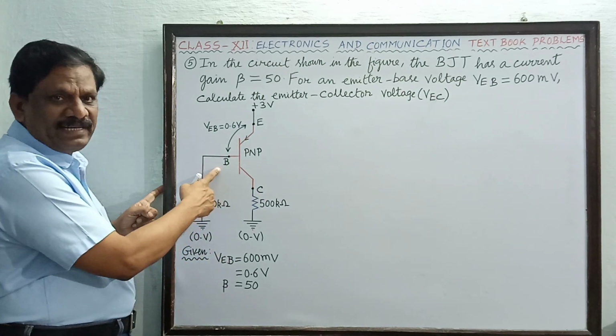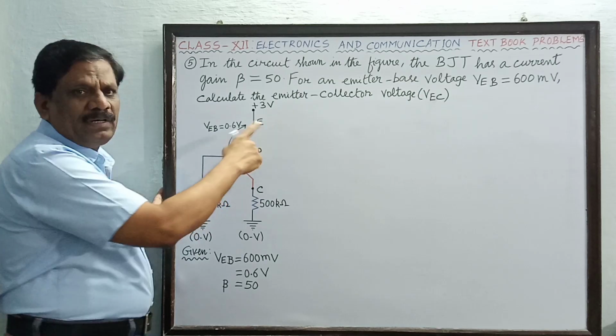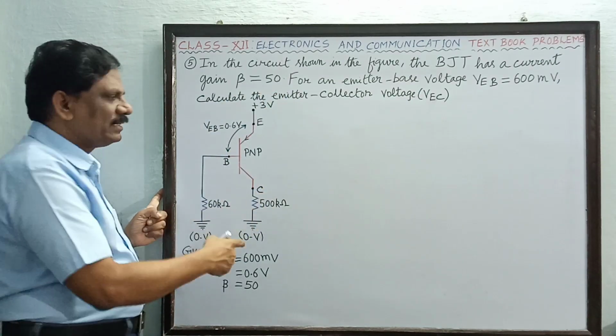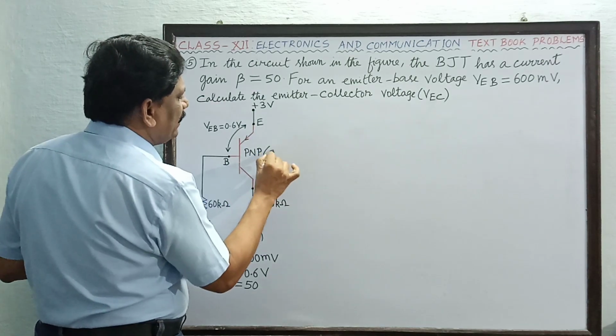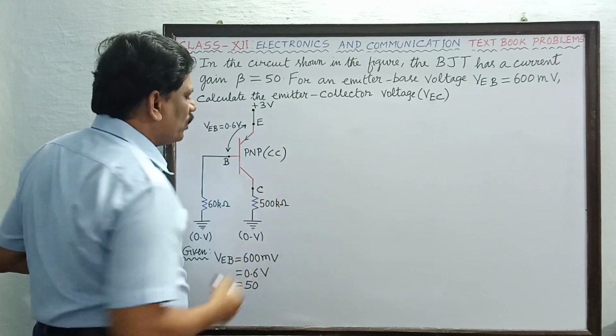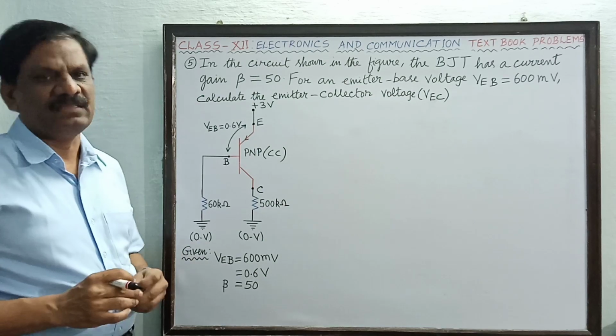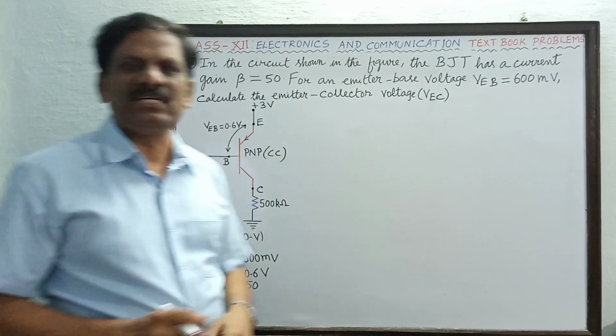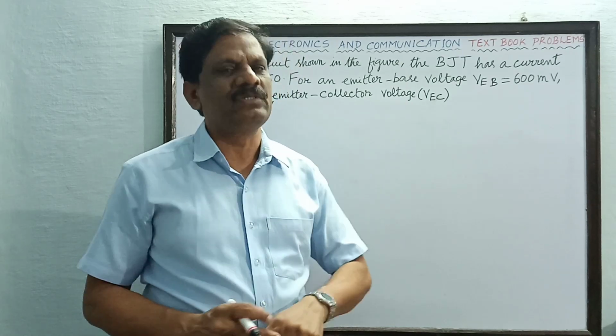Base is the input terminal. In the output, emitter is connected. So which is kept common is the collector. So this is a common collector mode. First of all, we have to understand this. So a PNP transistor connected in the common collector configuration is given in the circuit.